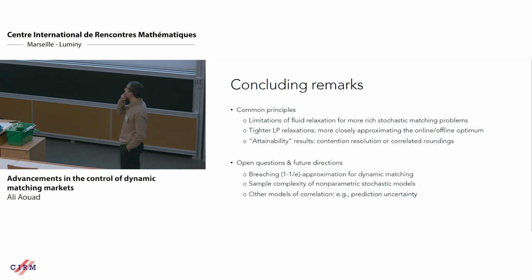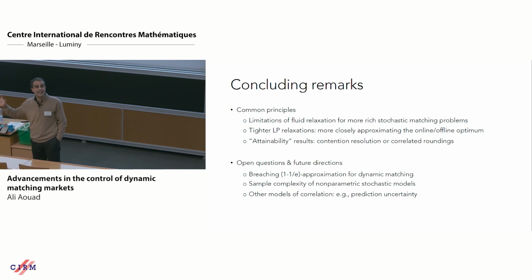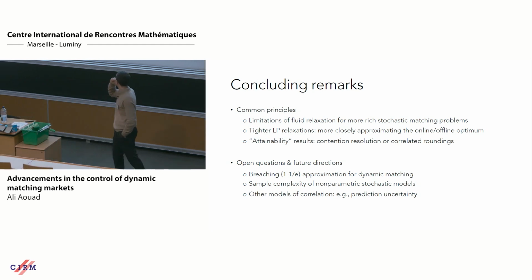And I think there are quite a few very interesting directions for research in this area. One is for the dynamic matching model that I discussed, 1 minus 1 over E is the best we could achieve in a bipartite graph with one impatient side. So it would be very nice if we could breach this ratio. In fact, follow-up work by Amin, Tristan, and co-authors showed that you have to use a different linear programming benchmark. For that linear program, the integrality gap is 1 minus 1 over E. So you cannot hope to achieve better than that.